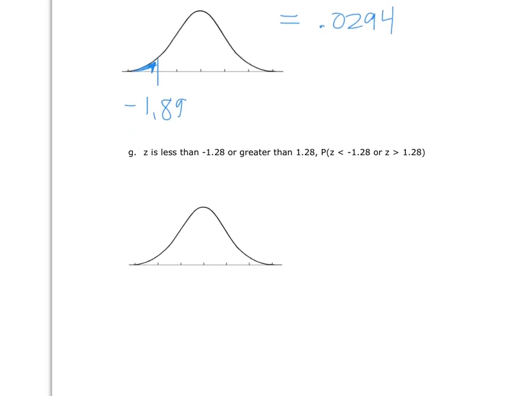Okay, Z is less than negative 1.28, or greater than positive 1.28. So here we've got area shaded in the left tail and in the right tail. We have one of those as an option in the online tool, and that area is 0.2005.